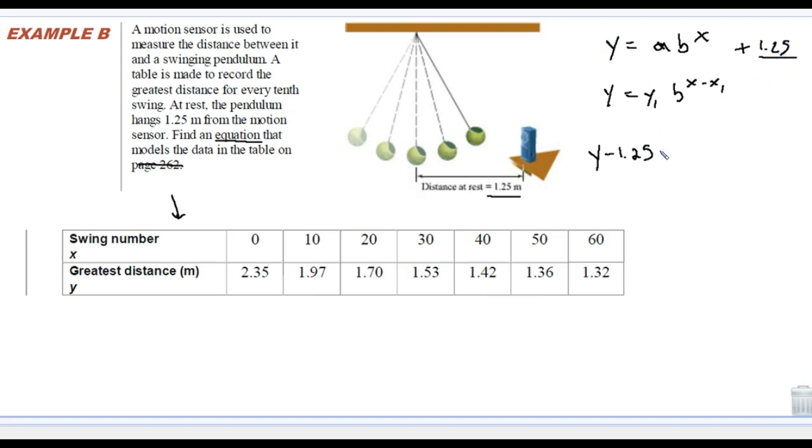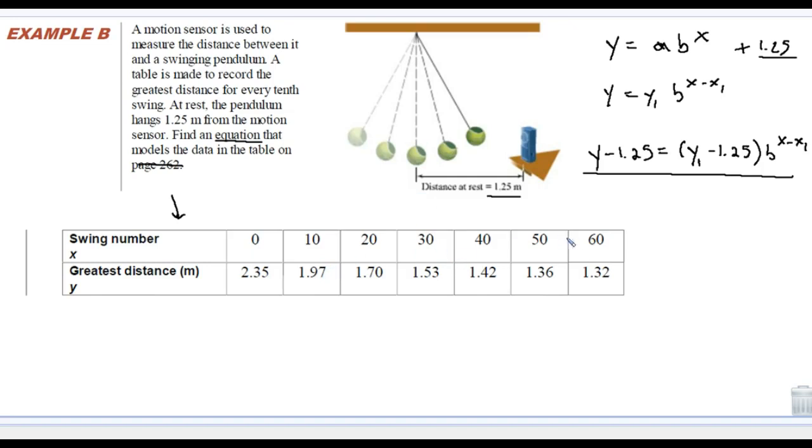So we can say y minus 1.25 equals, if I wanted to move it up 1.25 from the y, any y value, I have to do it specifically to the y1 value, 1.25, and we're going to say b to the x minus x1. All right, so this is going to be our new equation that we can use. We're going to do this to some points that we have here. So let's start to pick some of our values.